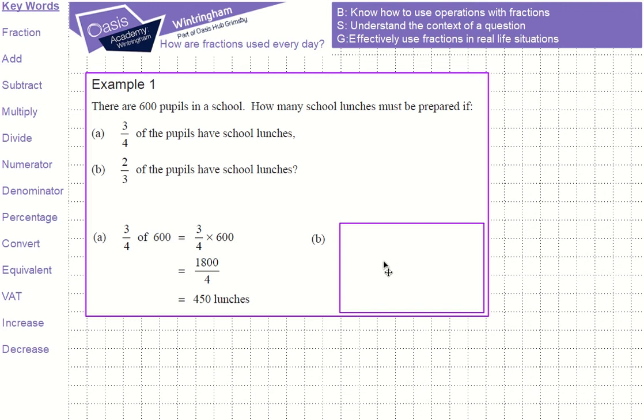Let's have a look how we're going to work this out. Okay, the steps. If we compare question A to question B, the first two steps are exactly the same, using different numbers. So here we've got 2/3 in our question, and like we just said, 600 staying the same. So this time, instead of 3/4 of 600, I've now got 2/3 of 600. Instead of, means multiply, so 2/3 multiplied by 600 now.